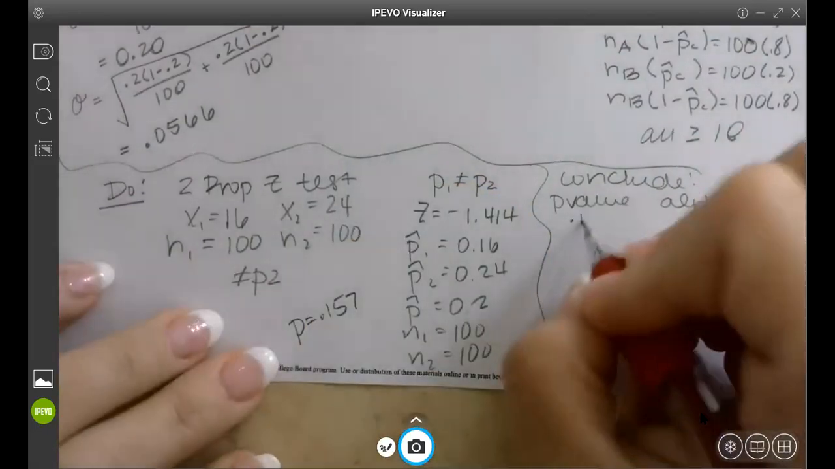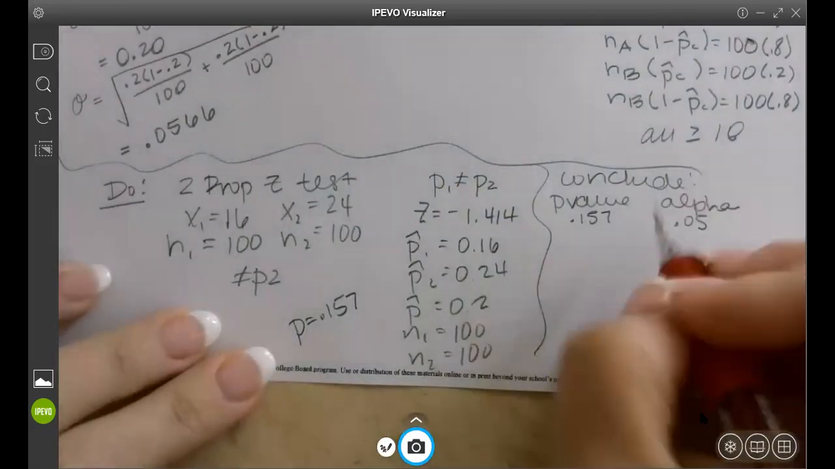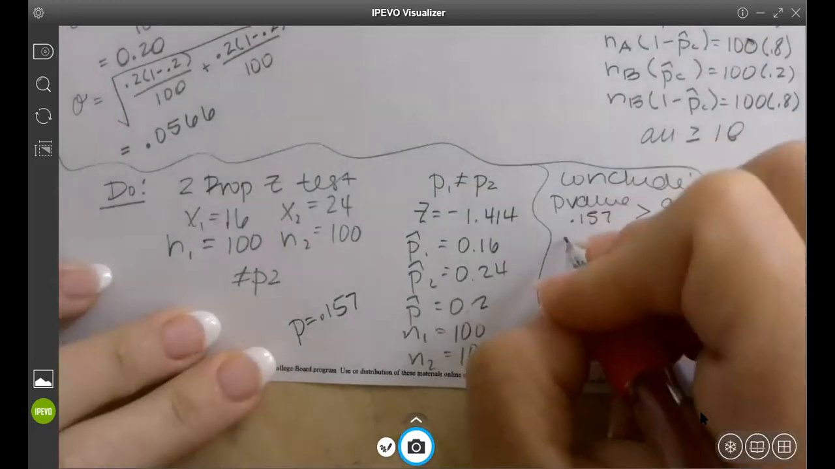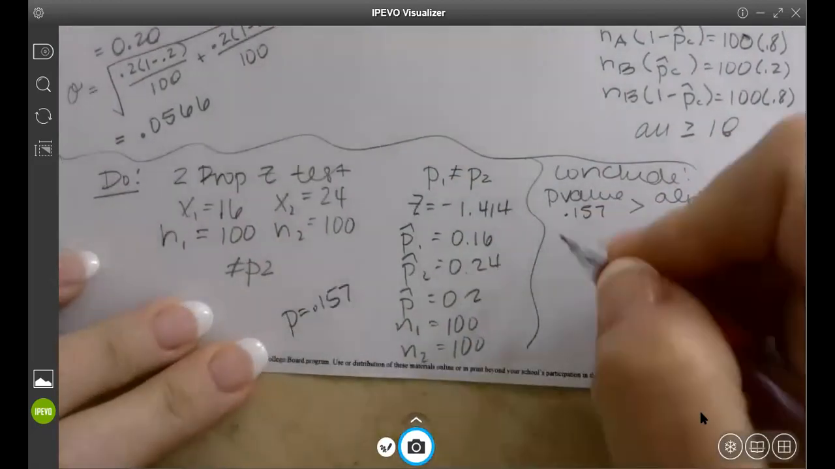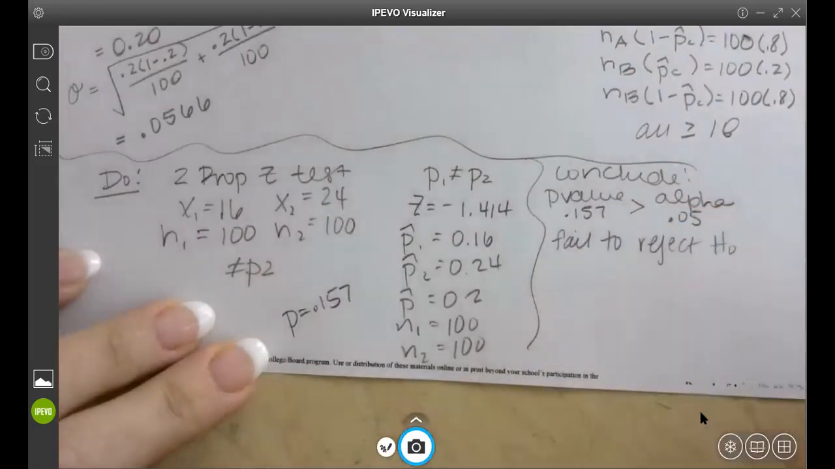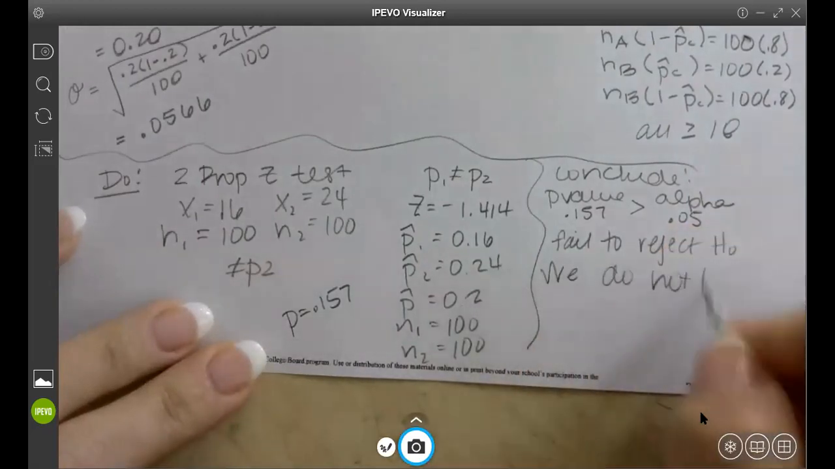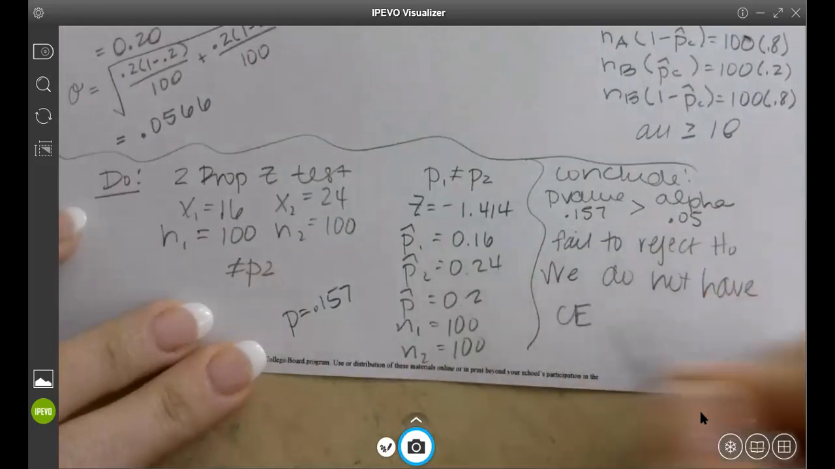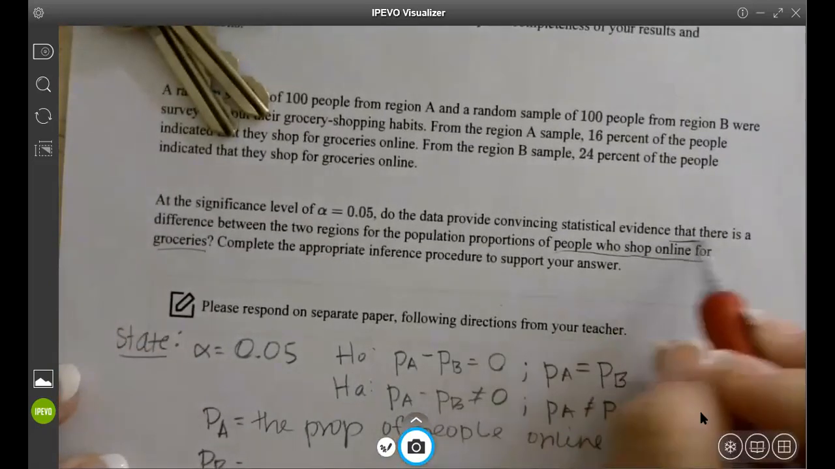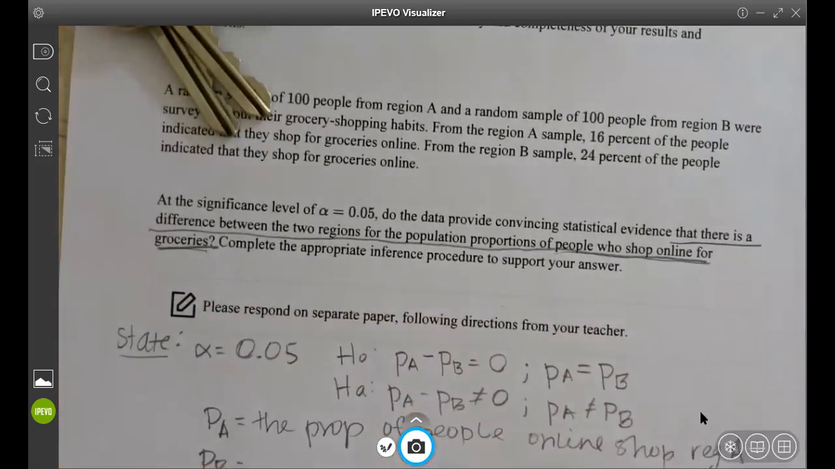Okay, so 0.157 compared to our alpha, they said was 0.05. What do you know? So what do we do? Fail to reject H sub O, which means we do not have convincing evidence, and then we go back up to the top, that there is a difference between the two regions for the population proportions of people who shop online for groceries. Got it? So go all the way back up there and write all of that.